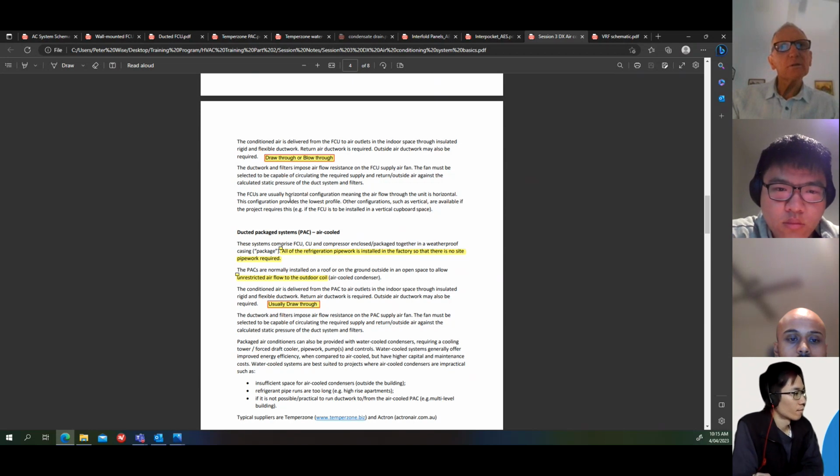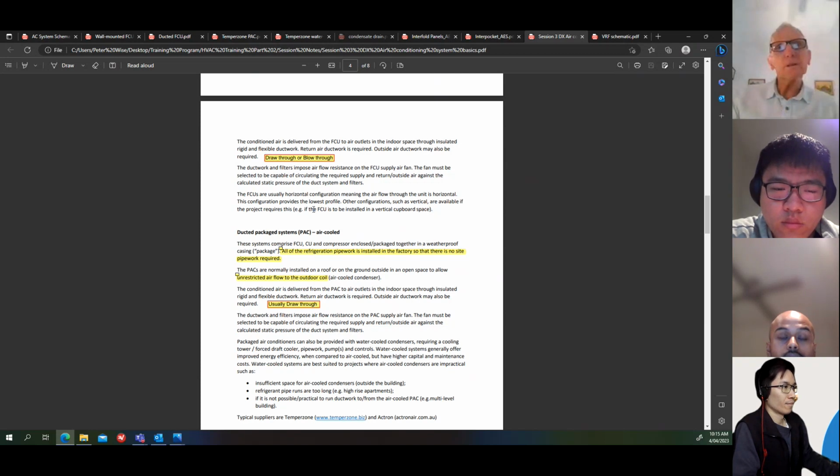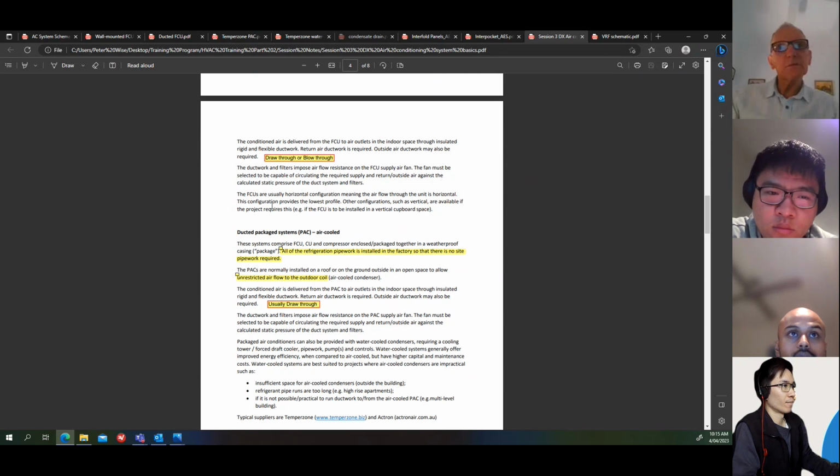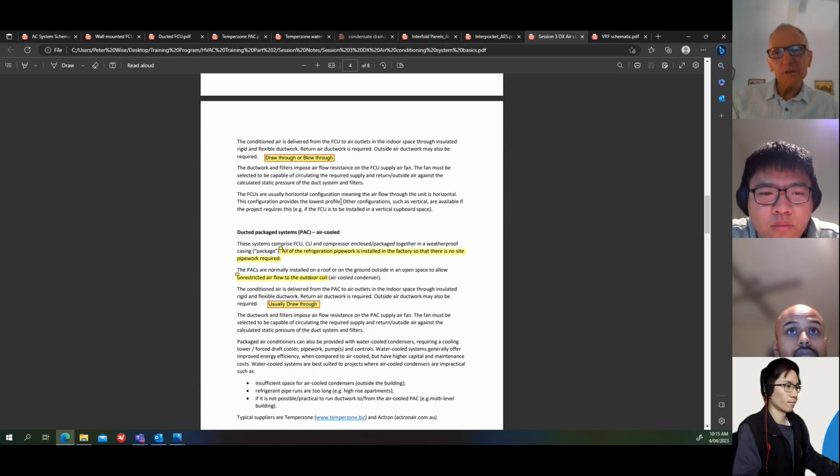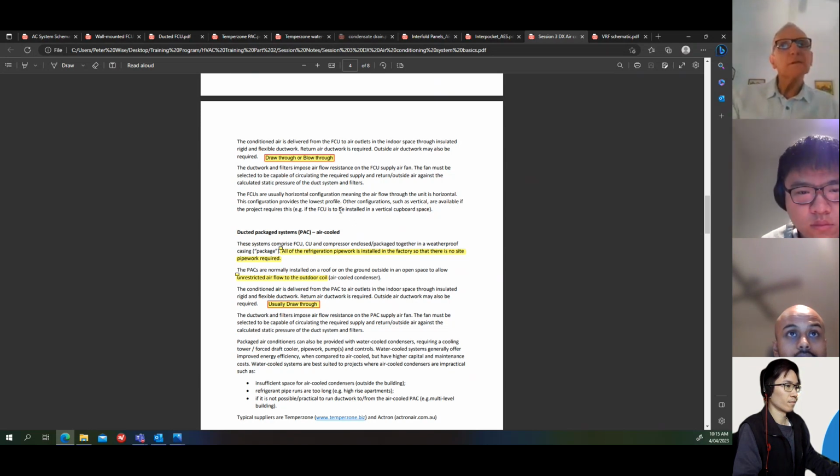Fan coil units are usually horizontal configuration. The ones we just looked at are horizontal type, and that means the air flows through the units in a horizontal direction. This provides the lowest profile, and I'm sure you've all come across this situation time and again, where there's very limited space to put these units above the ceiling. So that's why there are low profile units if you really push for space. You can get vertical units if the project requires it, so they might be installed in a cupboard or something like that.